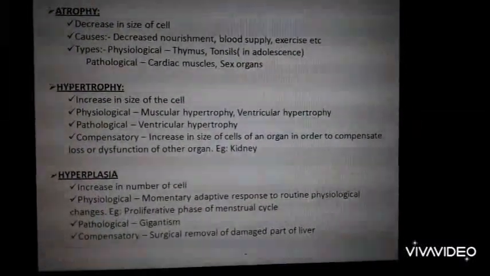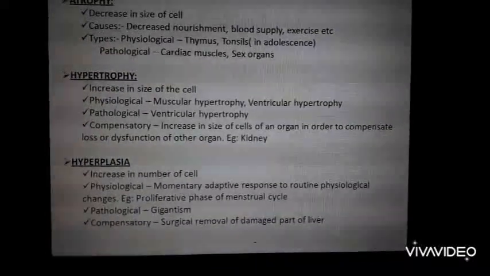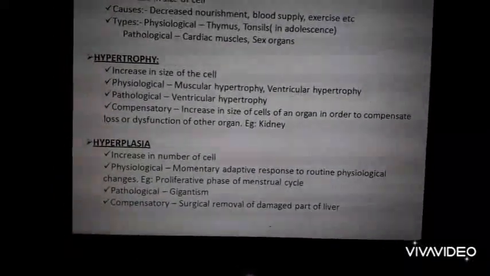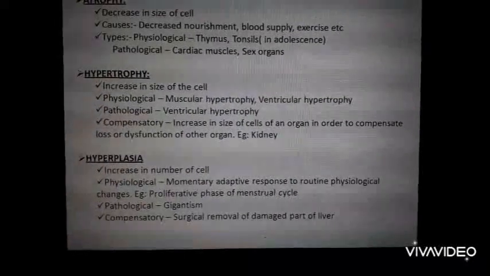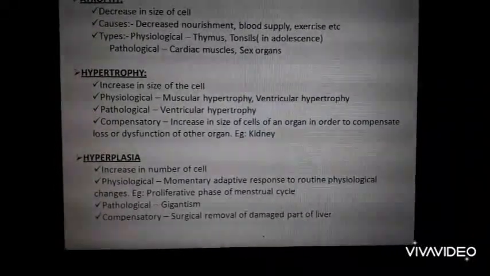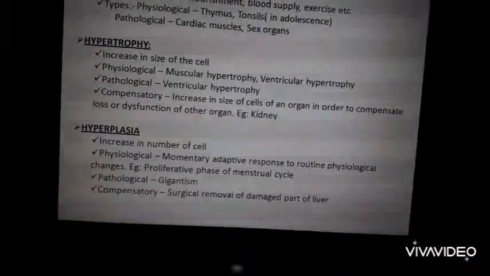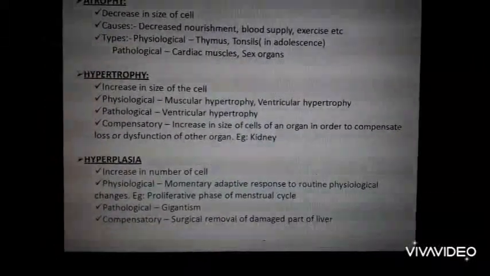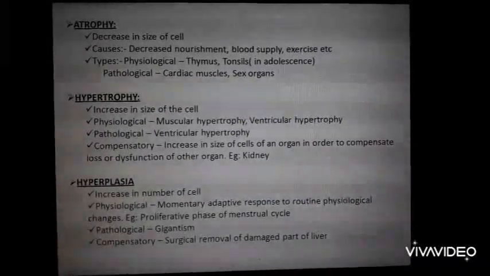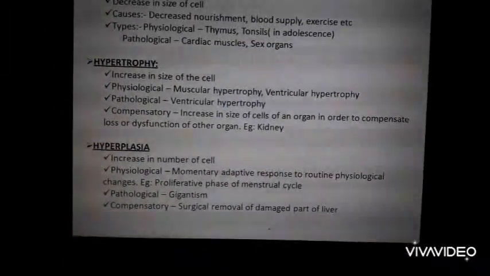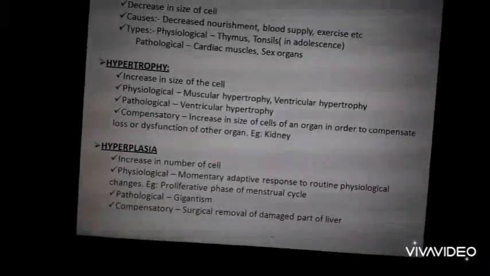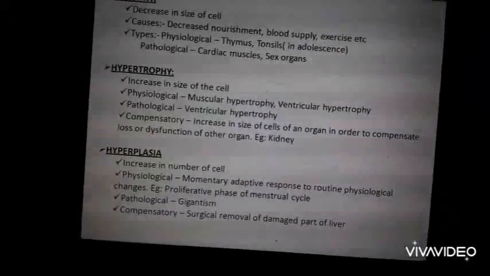Pathological hyperplasia, it is increase in number of cells due to abnormal increase in hormone secretion. For example, gigantism. Hypersecretion of growth hormone induces hyperplasia, which leads to gigantism. Compensatory hyperplasia. It is the increase in number of cells in order to replace the damaged cell of an organ or the cells removed from the organ. For example, surgical removal of damaged part of liver. As we all know that liver has the capacity to regenerate its own cells.